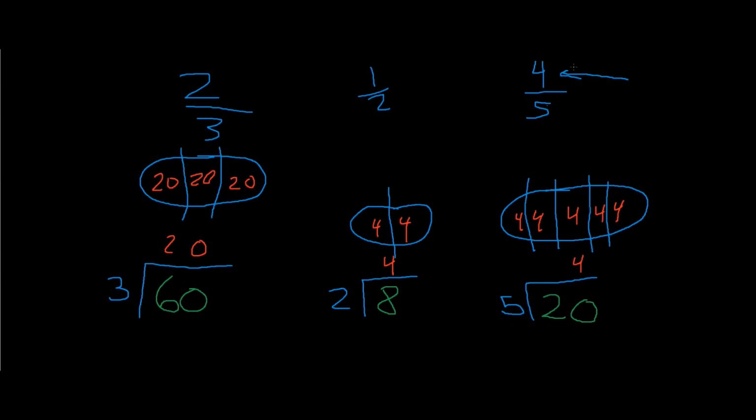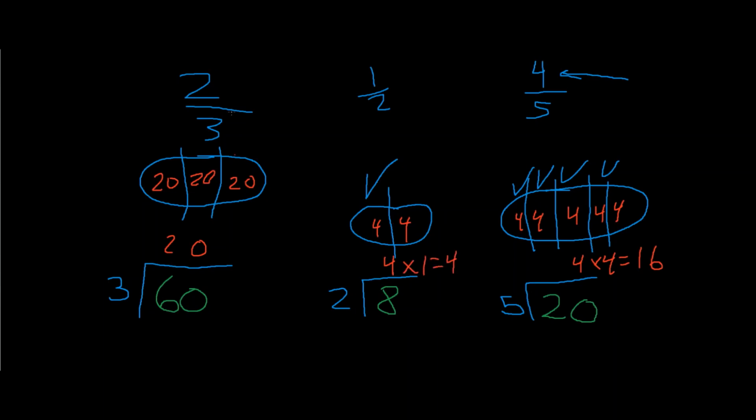For 4/5, you have 4 of the fifths. 1, 2, 3, 4, which means you're going to have 4 of the fours. And 4 times 4 is 16. On this one, you only get 1 out of the 2. So we first divide to figure out that each pile should have 4. And now we only get 1, so we're going to get 4 times 1, which is 4.